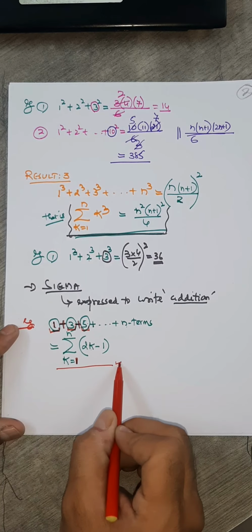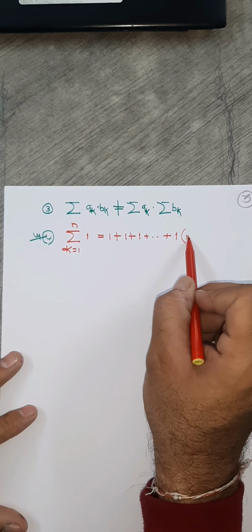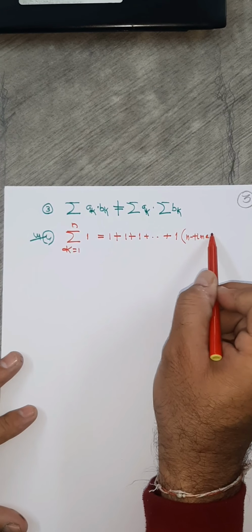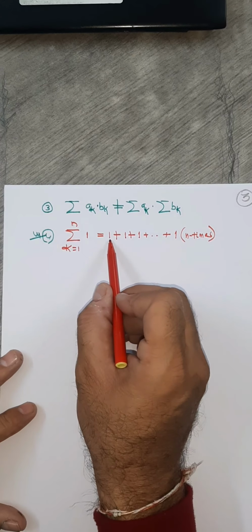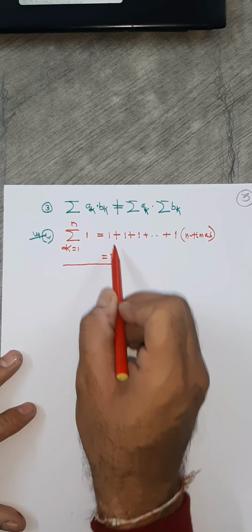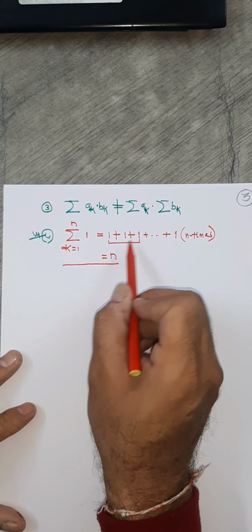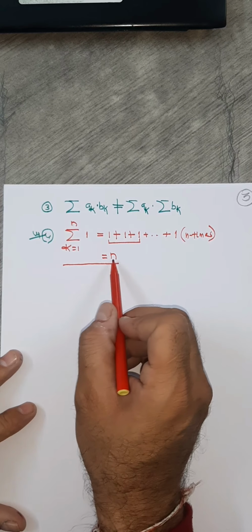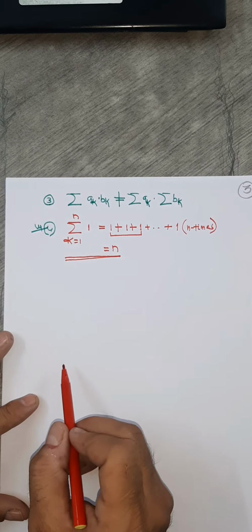How many times will you be doing this? N times. So even if I put k equals n, but k is not there, so 1. How many times? N times. Can you tell me what is 1, 1, 1, 1 n times? Obviously it is n. If you write 1, 1, 1 three times, this is 3. If you write it four times, it is 4. So here it is n.